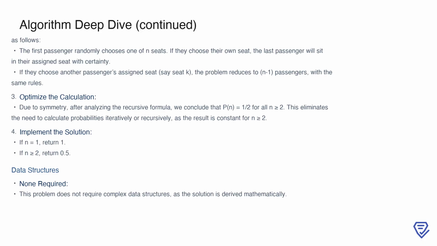Instead of iterating through the recursive formula or simulating the problem for different values of n, we directly use the result that p(n) equals 0.5 for all n greater than or equal to 2. The implementation becomes straightforward. For n equals 1, return 1, and for n greater than or equal to 2, return 0.5. This approach avoids unnecessary computations and leverages the mathematical properties of the problem. Additionally, no complex data structures are required since the solution is purely analytical.